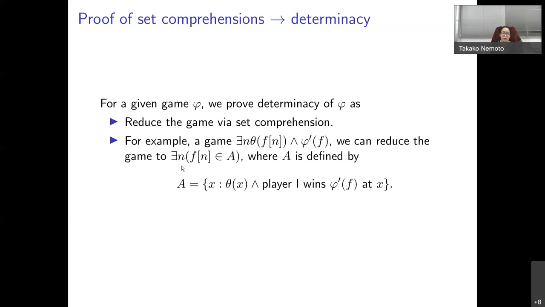There is an n such that if we can reach some position in A, then player one wins. So the complexity of the game can be reduced to a sigma zero one game. And so it can be easy to prove.